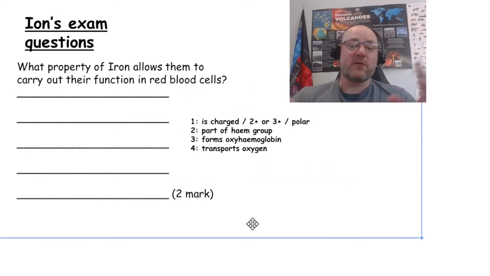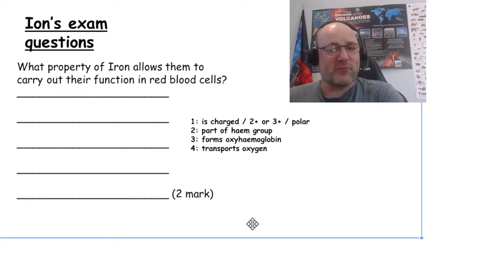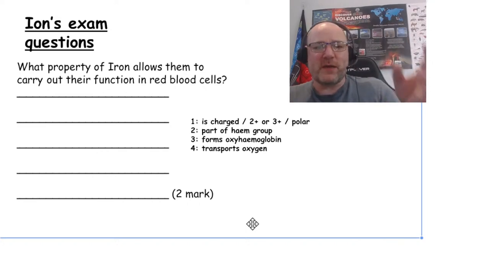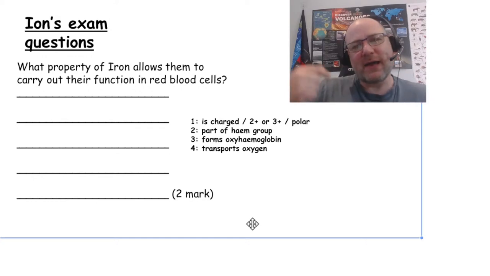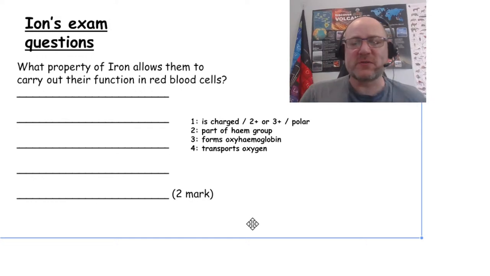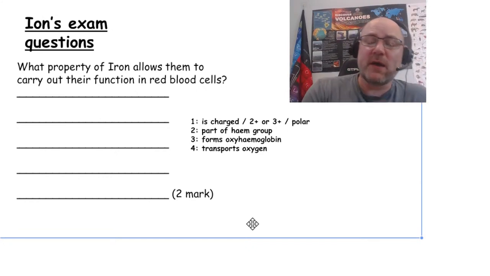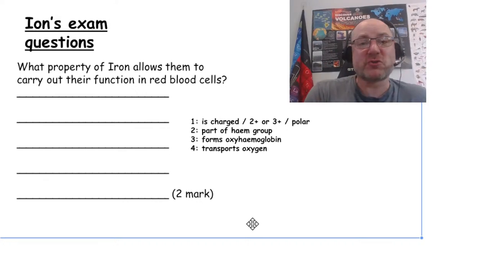So iron can form Fe2+ or Fe3+. You could say it's polar. It's part of a heme group. It's found in the heme group, and it can pick up oxygen. So if you said it's Fe2+ or Fe3+ and it picks up oxygen, there you go, because that's its job. It forms oxyhemoglobin and transports oxygen.